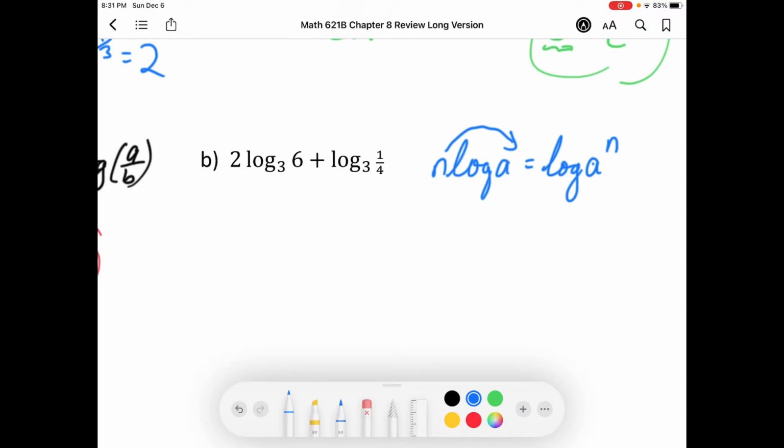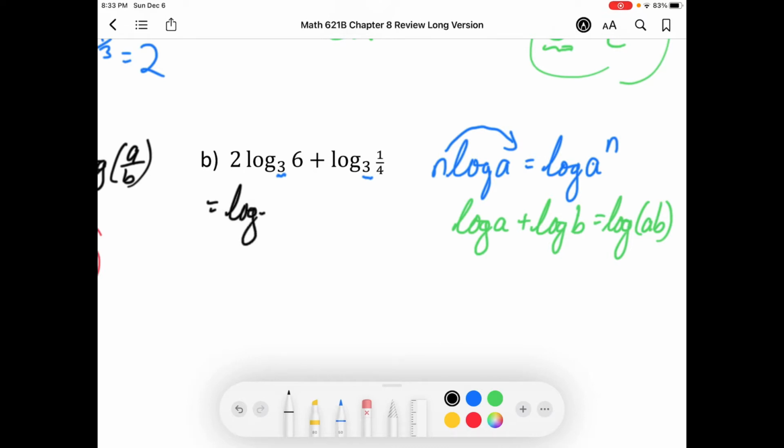I'm writing it with just a base 10 here, but it would also work with a base 3 like we've got in this question. Another log law that we know is this one. Log A plus log B equals log of AB. That's the product law. So between those two things, we can start to simplify this.